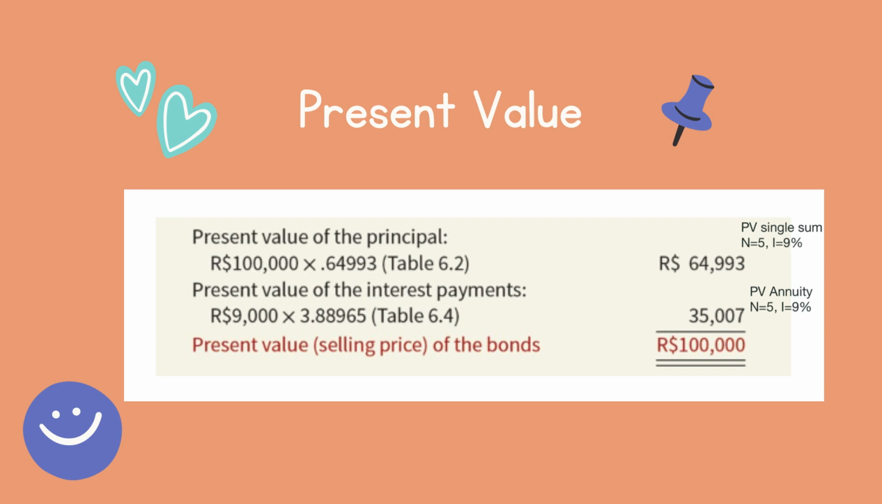Again, n is 5 because the number of periods is 5, okay? And i will be the market rate, which is 9%.